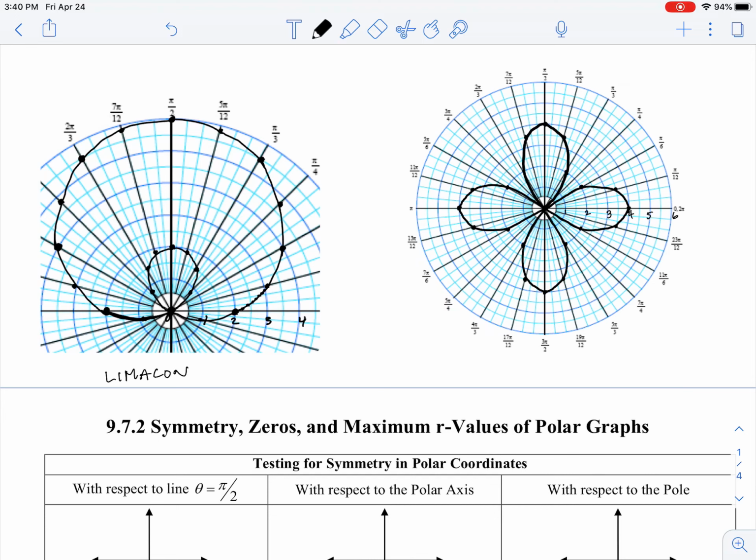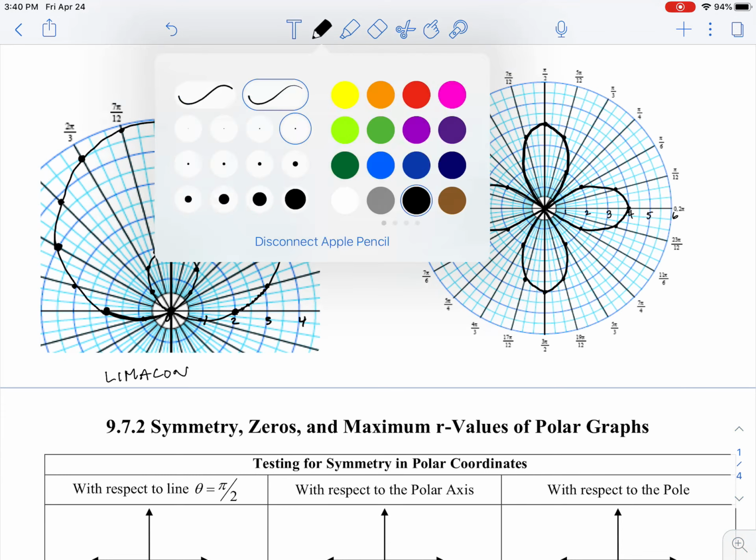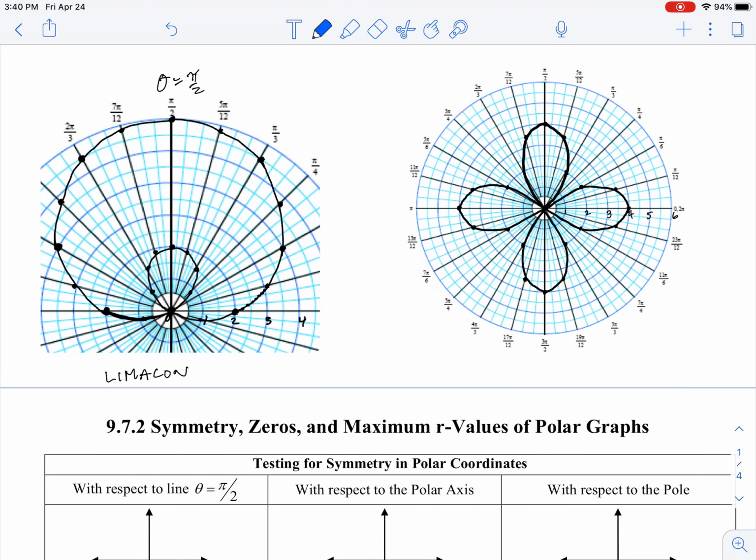And clearly we can see here that this limaçon has some symmetry with respect to the angle theta equals pi over 2. If we think of this in rectangular terms, this would be similar to saying it's symmetric with respect to the y-axis. Let's take a look at this second graph here. This second graph is what's known as a rose curve.